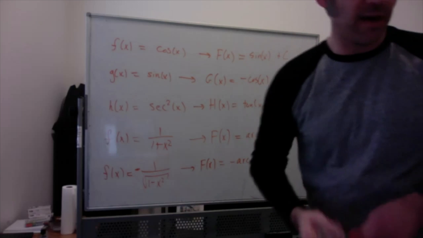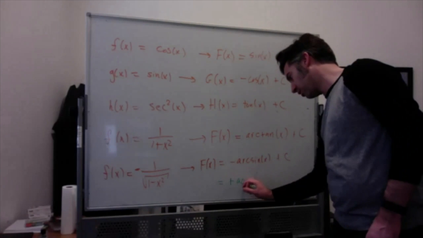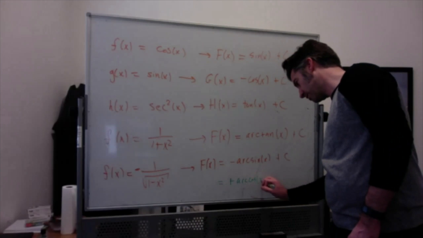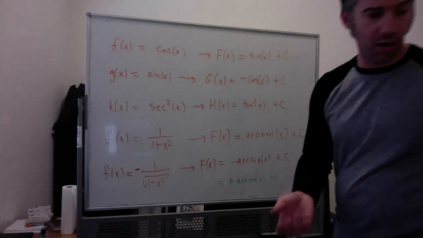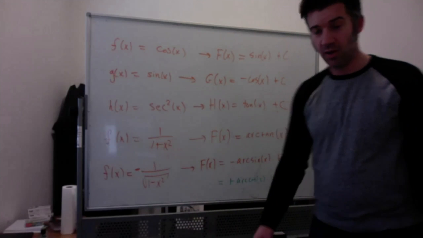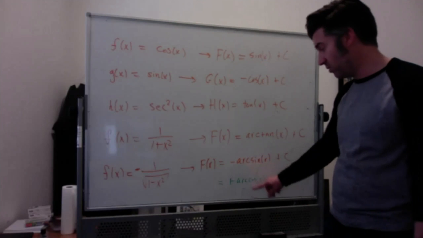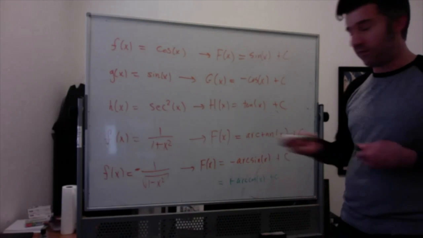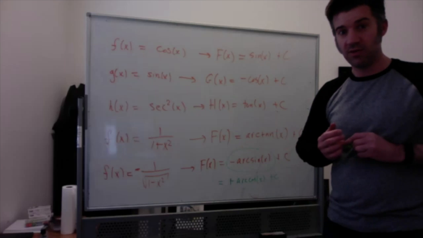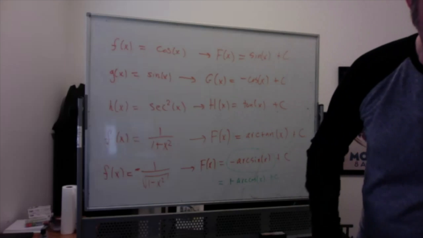It would be equally valid to say that the answer is the positive arc cosine of x plus c. If you recall, the derivative of arc cosine of x is negative 1 over the square root of 1 minus x squared. And the derivative of negative arc sine of x is negative 1 over the square root of 1 minus x squared. So either one of these is correct. Usually we default to the arc trig functions that are not arc co-functions. So we typically always try to use arc sine, arc tangent, and arc secant if we are faced with an arc trig function.